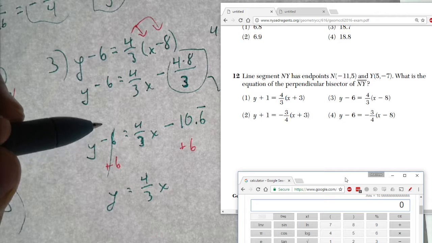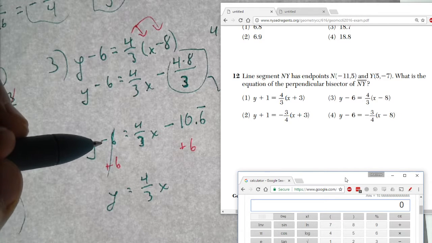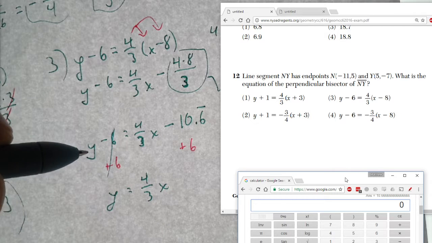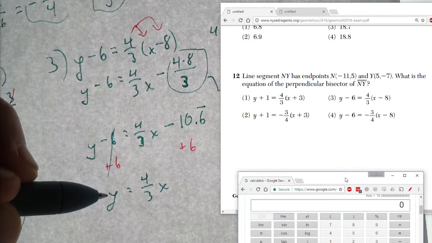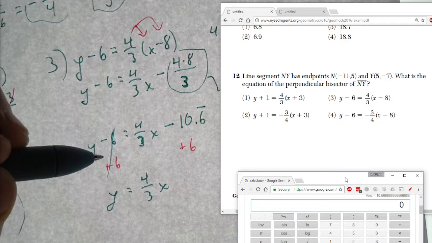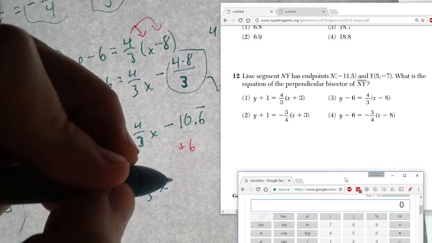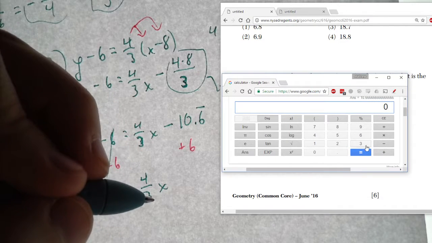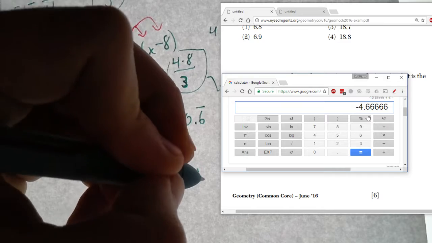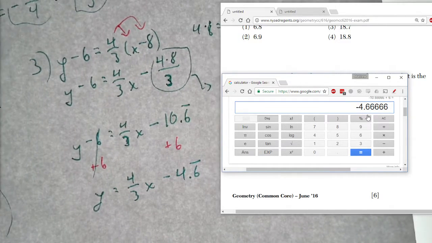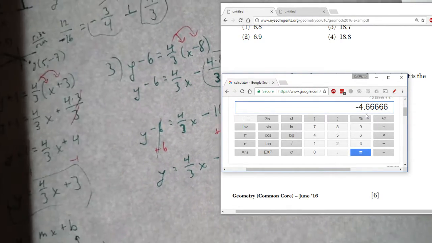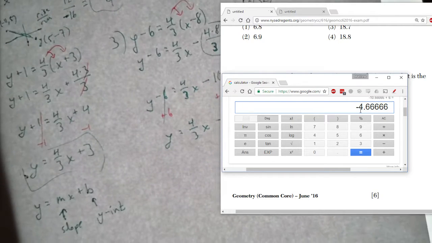I don't like when I say that cancels there. This really says, well, I have negative 6 plus 6. Negative 6 plus 6 gets me 0. So then y minus 0 is just y, which is why it cancels out. All right, and negative 10.6 repeating plus 6 is, I want to confirm this, yep, negative 4.6 repeating. And so now I have these two equations for these two numbers.